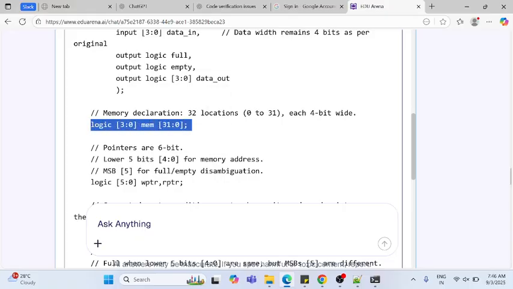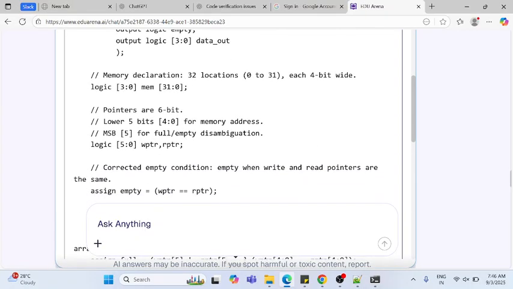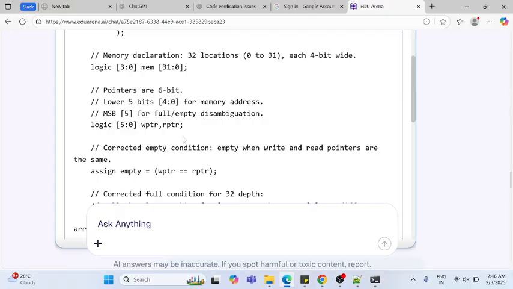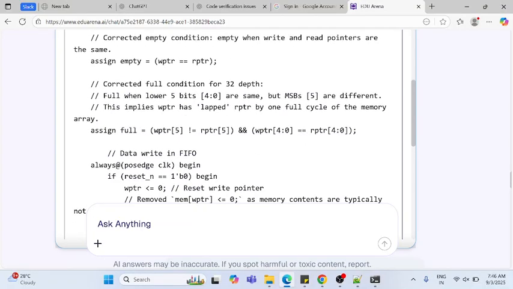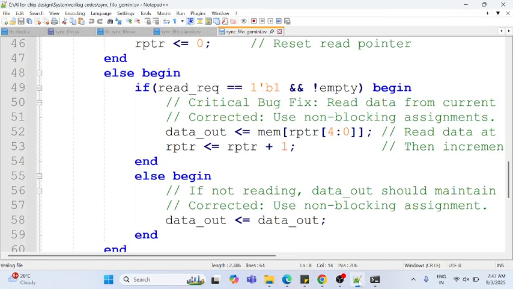Instead of 7 colon 0 in the memory, it is going to be 31 colon 0, and the read pointer and write pointer are also going to change to 5 colon 0. Other things remain the same. Similarly, this condition is also different.